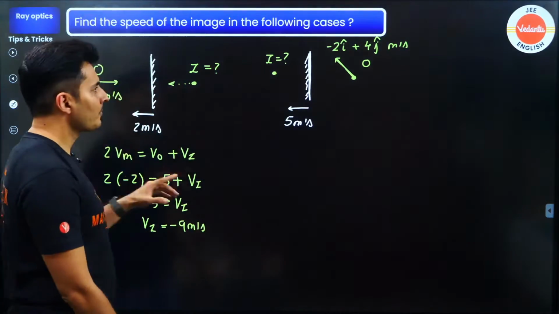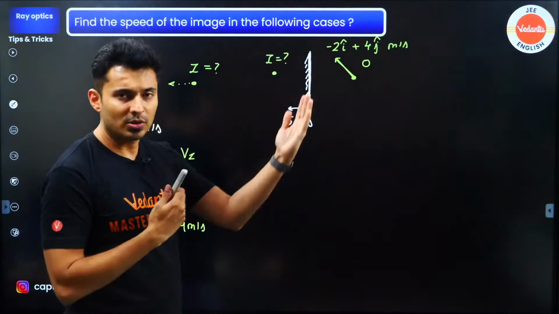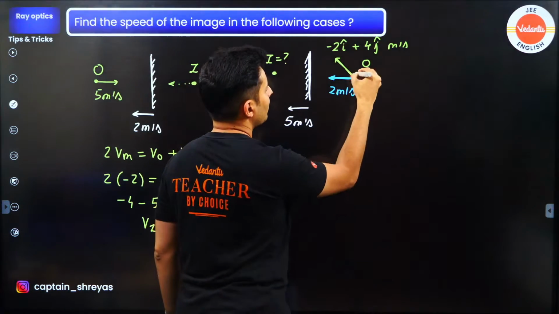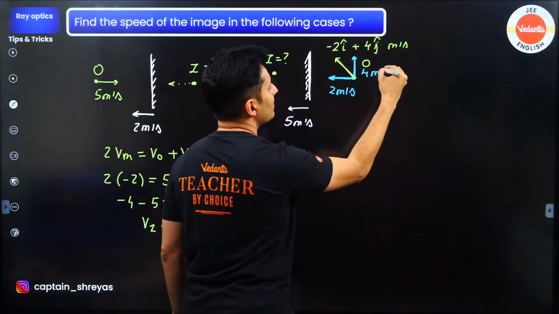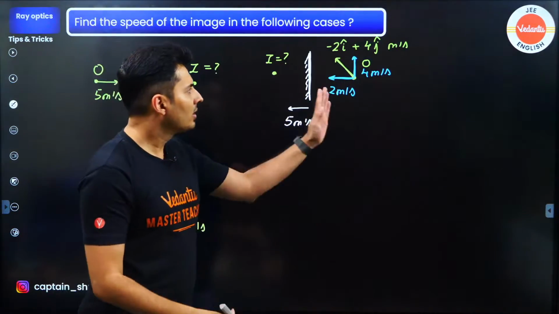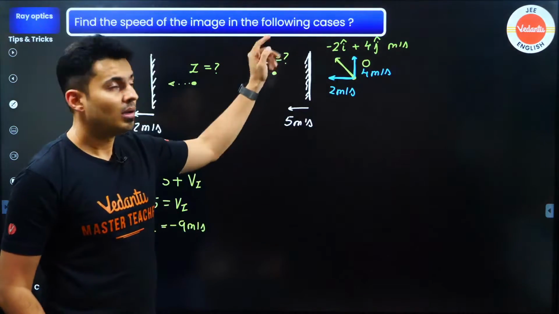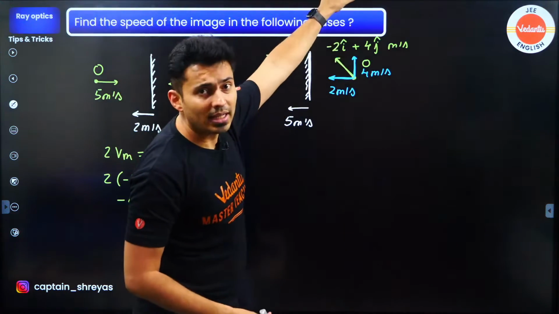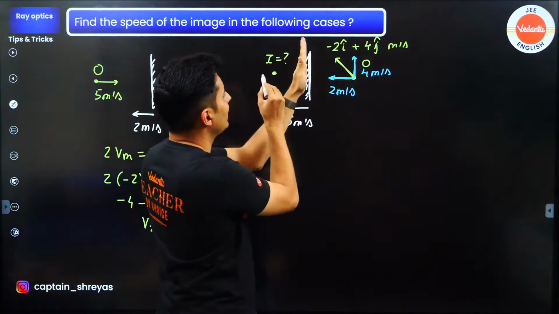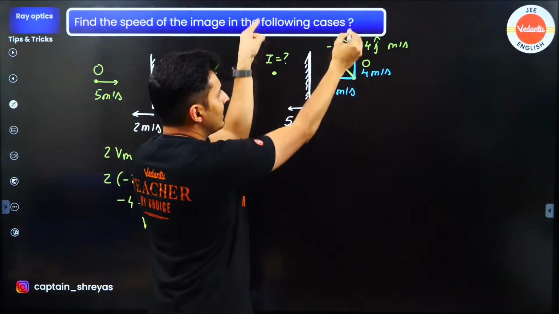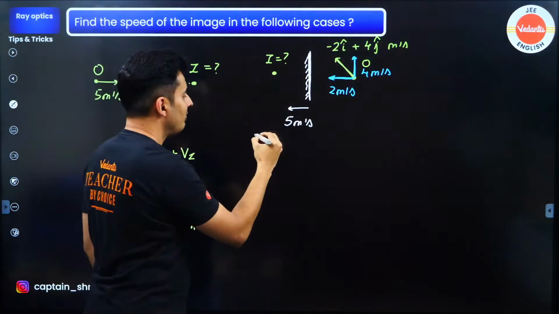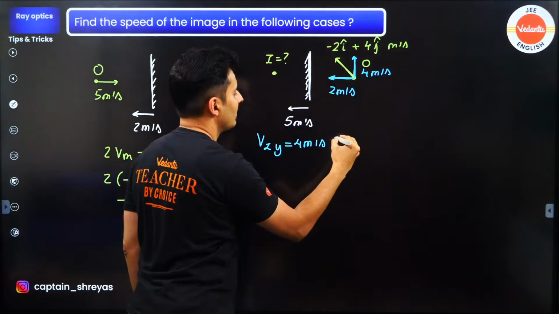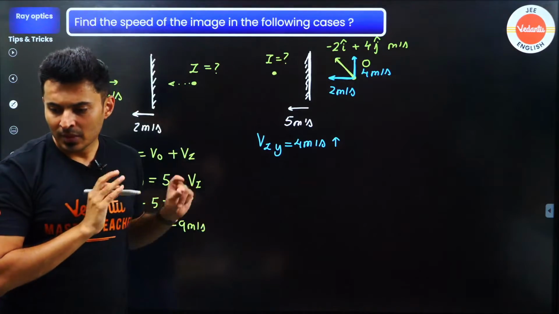Because it is given minus 2 i cap and plus 4 j cap, there are two components obviously. So I will split it up. This is one component, which is 2 meters per second. There is another component, which is 4 meters per second. What did I tell you about the components which are parallel to the mirror? Forget everything else. If the object goes like this, the mirror is here. If the object goes like this, the image will also go in front of it always. So one thing is clear, the velocity of the image in the y direction is obviously 4 meters per second upwards. Everyone with me?